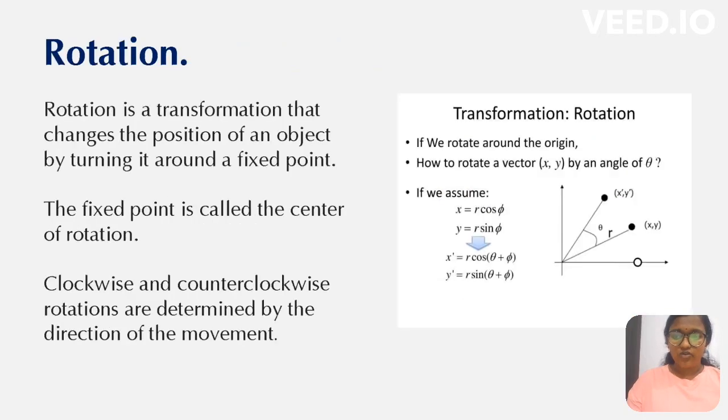Next, let's know about rotation. Rotation is the transformation that changes the position of an object by turning it around a fixed point. The fixed point is called the center of rotation. In mathematics, rotation is described using degrees or radians. Rotation of an object changes only its orientation without affecting the shape or size of the object. There are clockwise and counterclockwise rotations, which are determined by the direction of the movement.